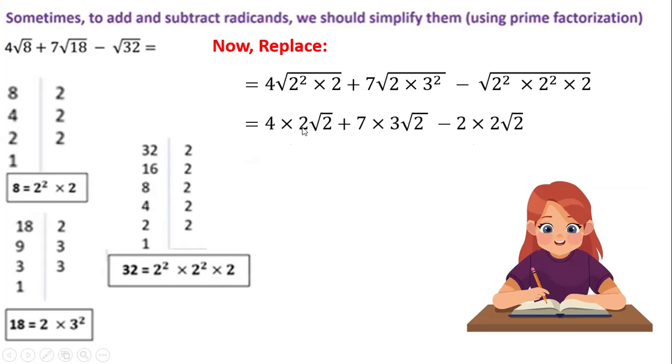Now I multiply these coefficients. 4 times 2 is 8 radical 2. 7 times 3, 21 radical 2. 2 times 2 is 4 radical 2. Now, as you can see, all the radicands are similar. Now I can add or subtract the coefficients. On my calculator, 8 plus 21 is 29. Minus 4, it becomes 25. So my answer is 25 radical 2. Also practice this exercise on a draft.